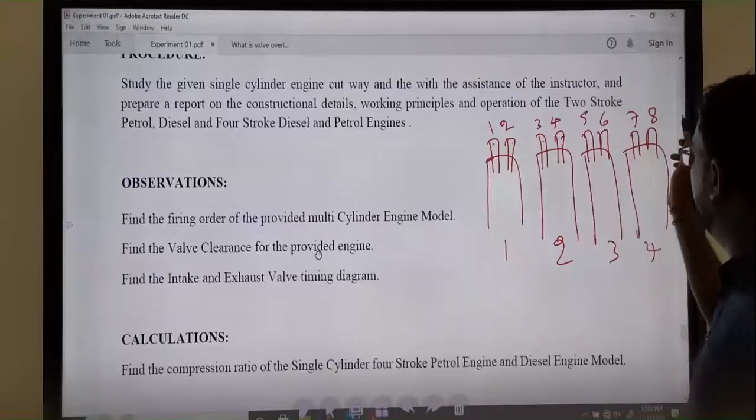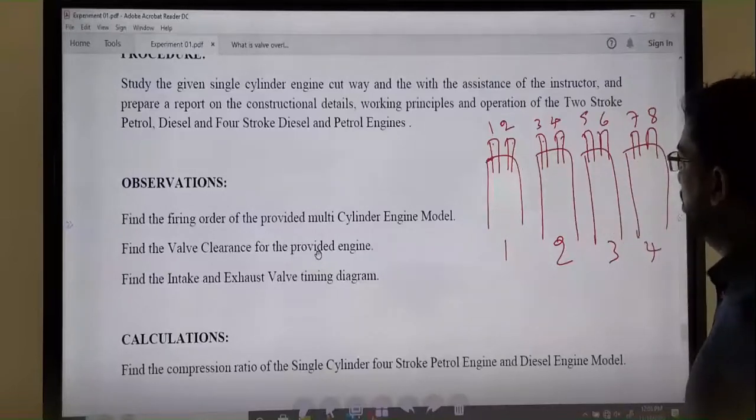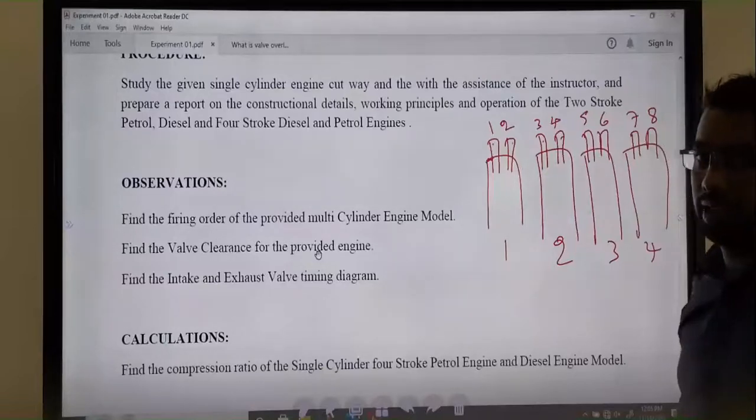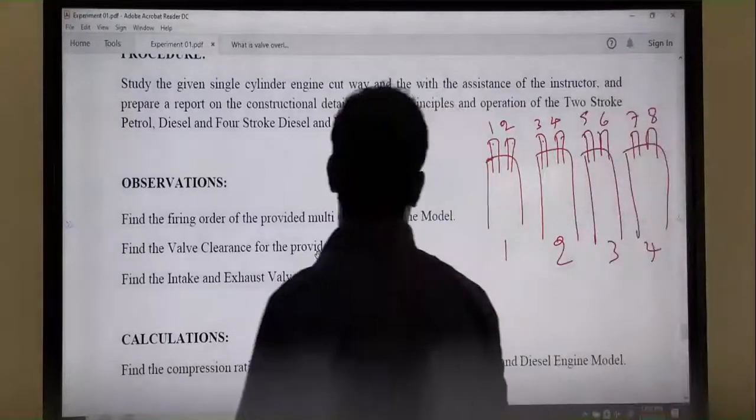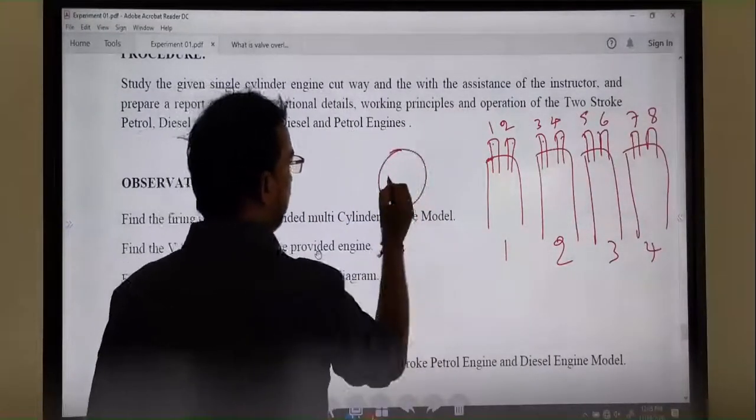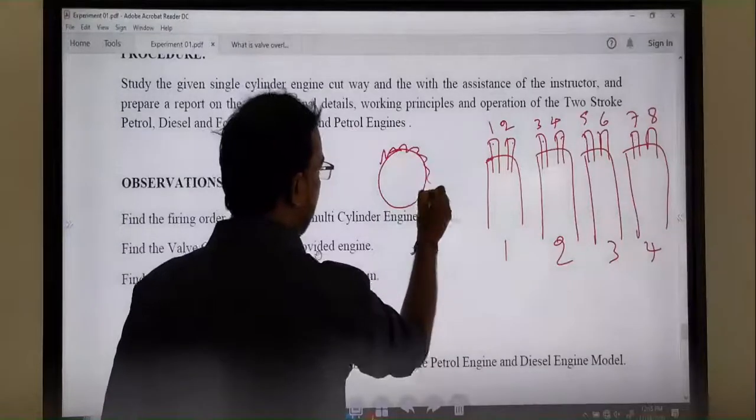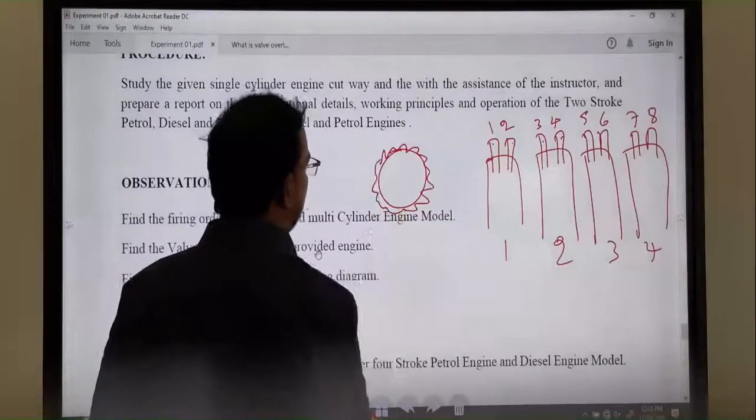Here is my number. Here are the total 8 valves. So here are the two views. First, we can see the crank. You know the crank, I saw it in the practical apparatus. I understand this type of crank.